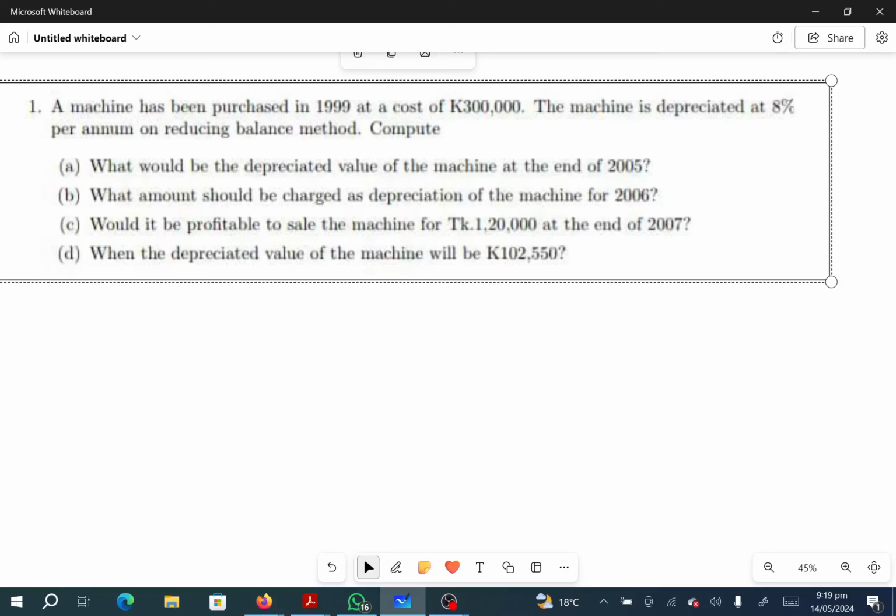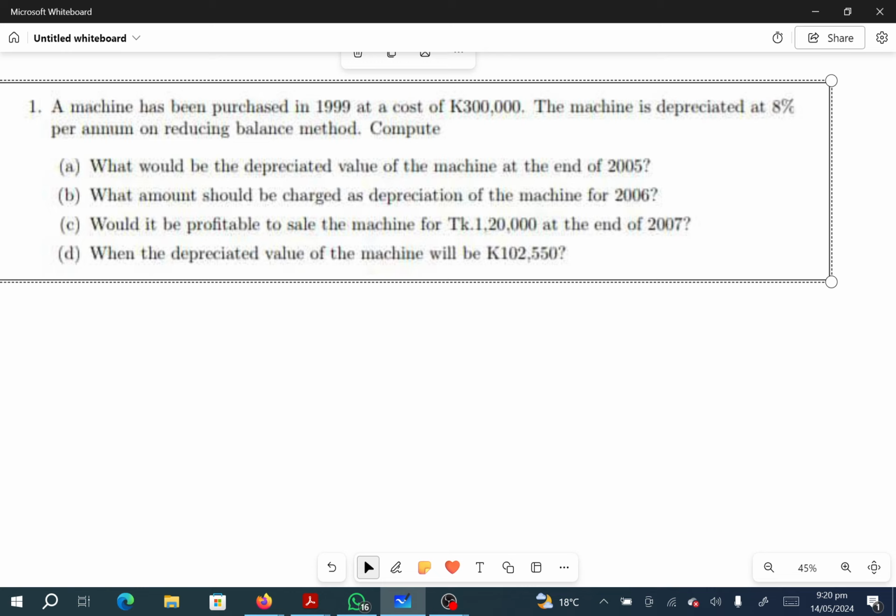Okay, so welcome. We are considering this question, which is under depreciation of assets using the reducing balance method. The question is asking, a machine has been purchased in 1999 at a cost of 300,000. The machine is depreciated at 8% per annum. On reducing balance method, compute what would be the depreciated value of the machine at the end of the year.